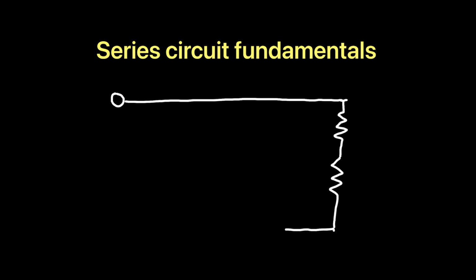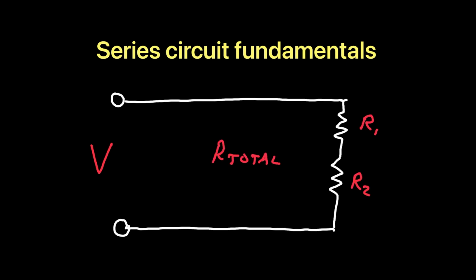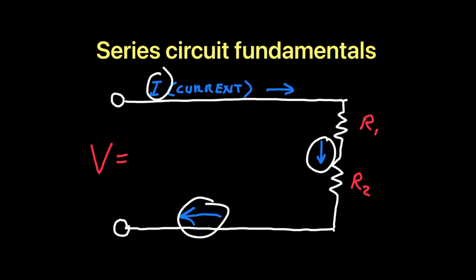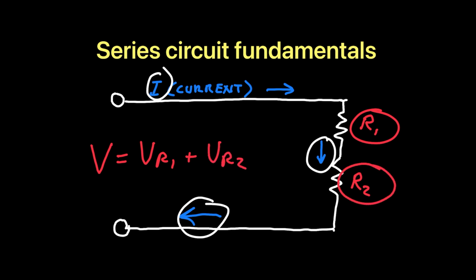Series circuit fundamentals. In a series circuit, you have two or more loads connected end to end like this. You will, of course, have a voltage source. The total resistance of the circuit, in other words, the resistance that the voltage source sees, is the sum of all resistances. The current in the circuit is the same through the entire circuit. So the current here, here, and here are all the same value. The supply voltage is distributed across the loads in a way that the sum of the voltage across each load is equal to that supply voltage, a phenomenon known as the voltage divider.